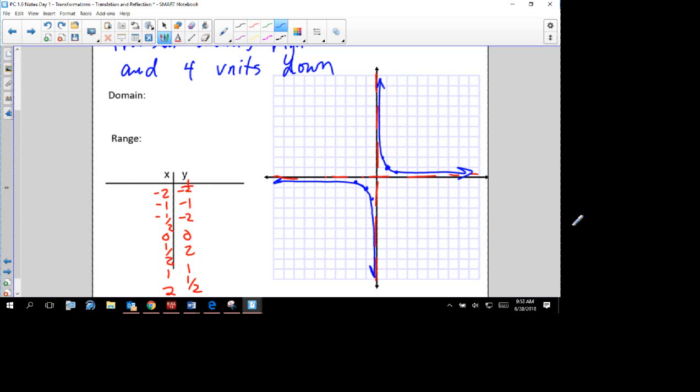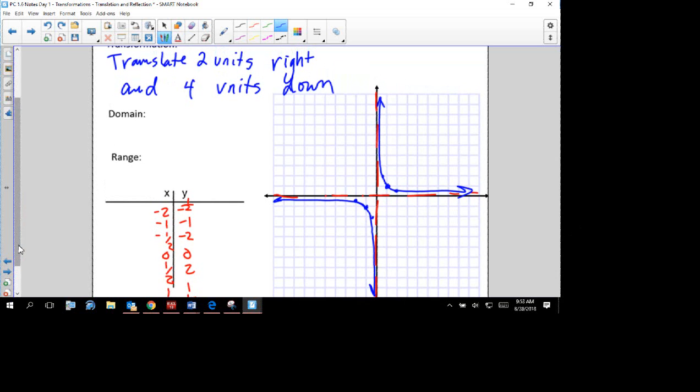So to that parent function, we are translating 2 units right and 4 units down. So 2 units right, we're going to add 2 to the x's. 4 units down, you're going to subtract 4. You know what? I put a 0 in there. That's not a 0. But I wrote a 0. I wasn't thinking. It's not a 0. What should that be? That shouldn't be a 0. What's 1 over 0? I'm going to find out. Oops, there. Okay. So 2 units right, 4 units down.